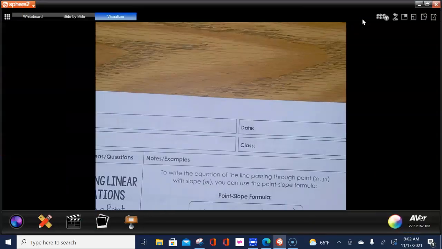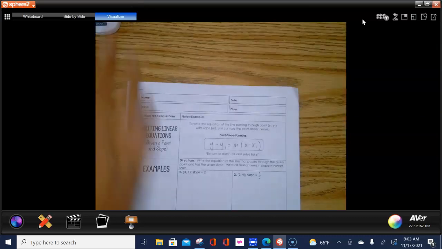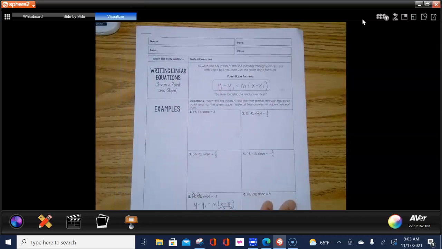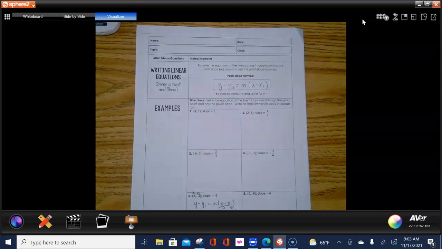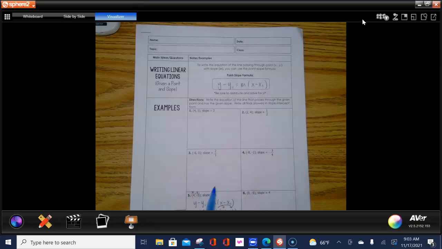Alright guys, in this video, let's talk a little bit about the things that we've covered up to this point. This is the last part of the Unit 4 material. Just to be clear, we ended on point slope, so it's really important that you understand that you have to know how to use the point slope formula.